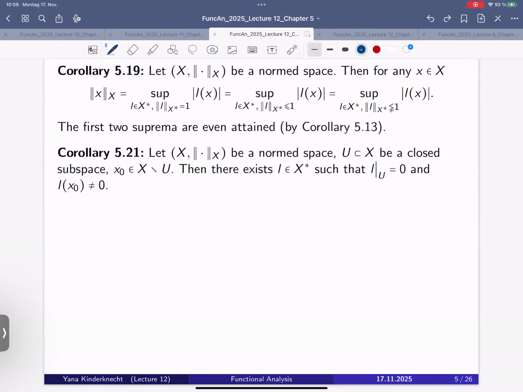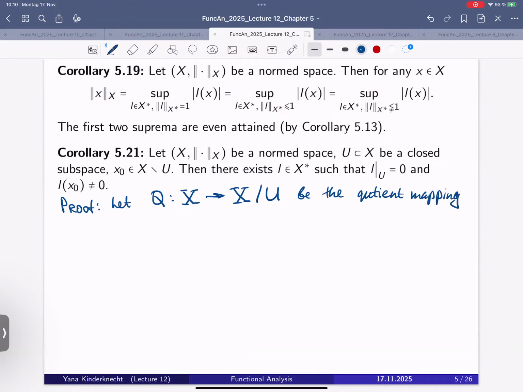Okay, so let us prove it. Proof. Let Q be the mapping which maps X into the quotient space. So Q is the quotient mapping. That is, each element of X is mapped onto its class of equivalence given by a closed subspace U.